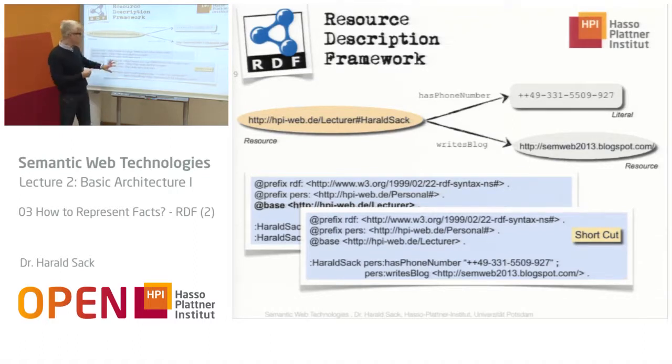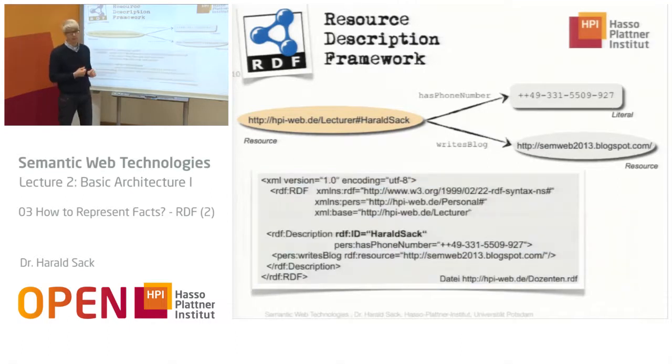So you see in Turtle, this is pretty short, so it's much more convenient to encode these things in Turtle than in XML, especially if it comes to more complex facts. I give you another example, or an extended example, again now in XML serialization.